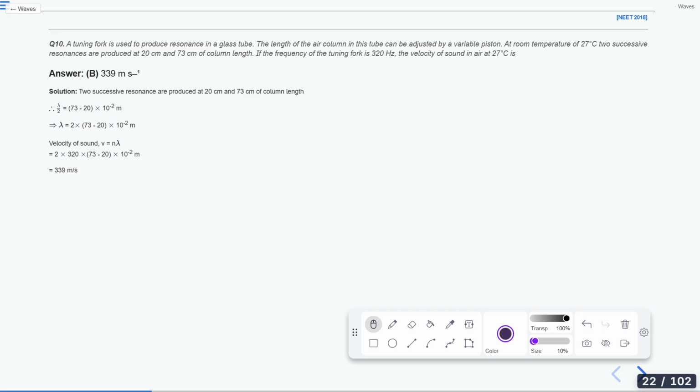And lambda is given in centimeters, and frequency is given in hertz. You have to calculate the velocity in meter per second. So you have to convert the lambda into meters also by multiplying 10 to the power minus 2. Then you can calculate the velocity of sound from this formula: v is equal to n lambda, or nu. You can use any notation for the frequency. In some books there is f for frequency, in some books there is nu, and in this question they have used n. That velocity of sound will come out to be 339 meter per second. Clear?